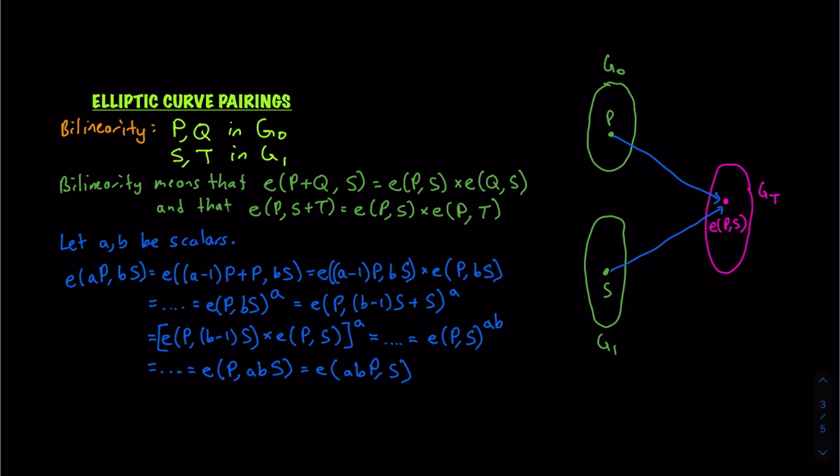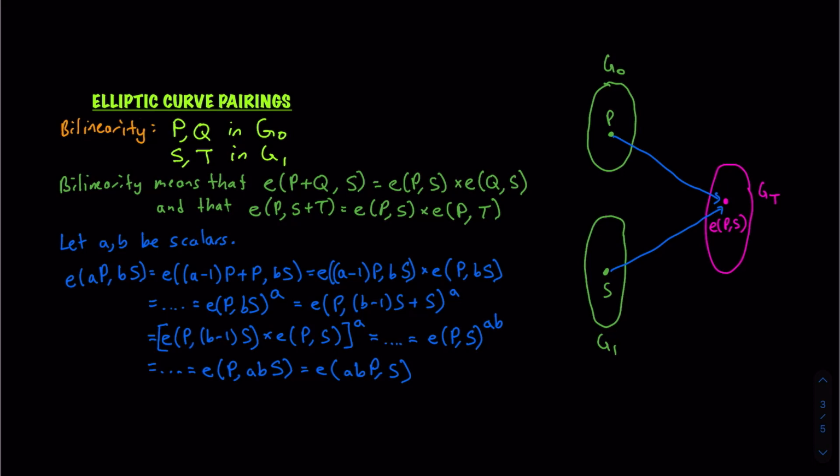The third property is efficiency, which just makes sure that E can be computed efficiently. Again, it's not useful to us to have an E that we can't compute in any reasonable amount of time. Great, so now back to bilinearity. Because of this property, sometimes you'll also hear pairings called bilinear maps. It means the same thing.